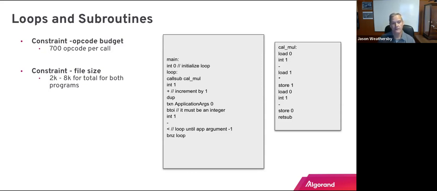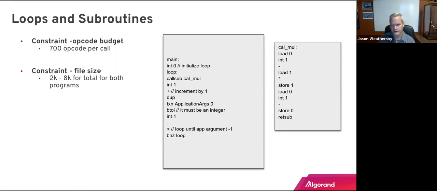Every smart contract has a size limit of 2K between the approval and clear programs. You can increase that limit to 8K, but it raises the minimum balance requirement you have to have in your account in order to acquire that much space. This is a way of controlling the size of the ledger. But what I have here is two things: I have a loop and I have a subroutine.